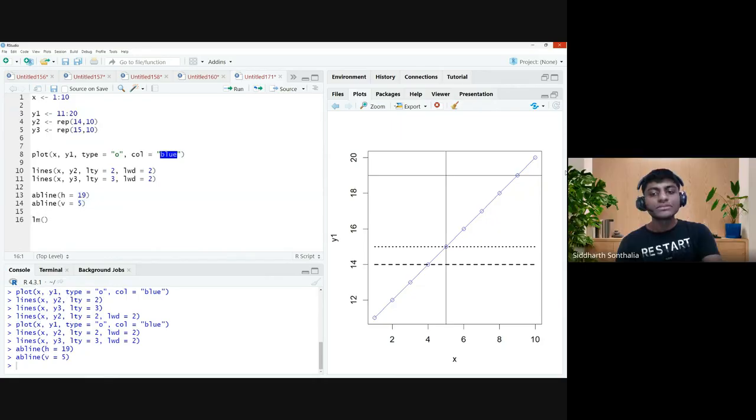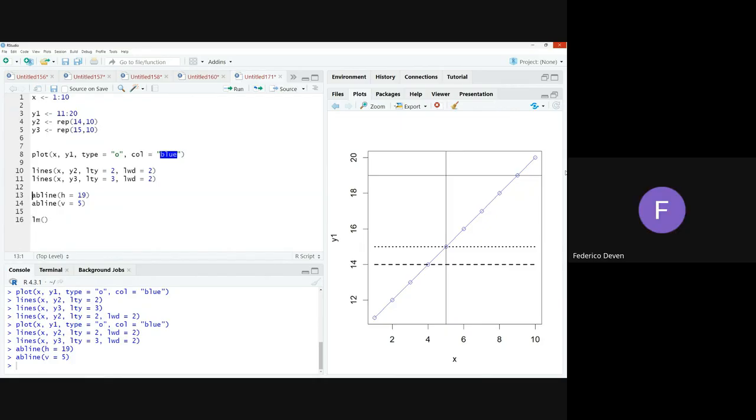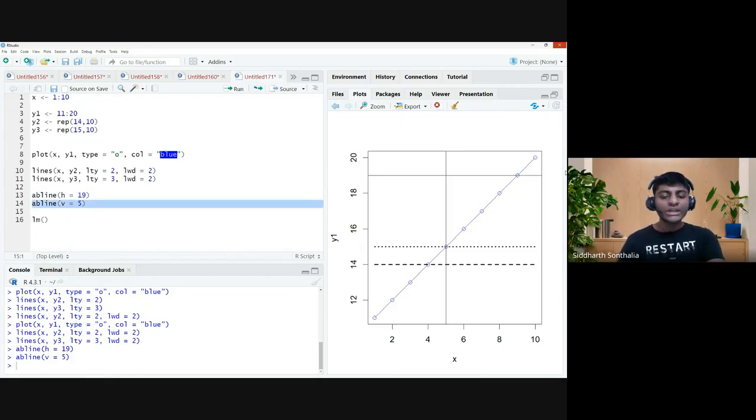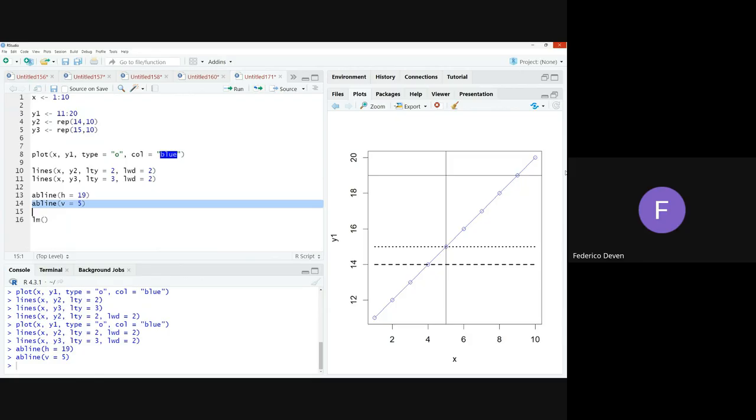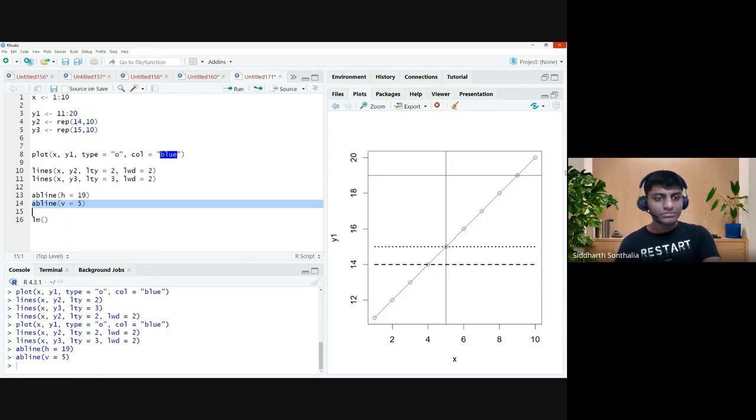H for horizontal lines, V for vertical lines. So it's always a straight line. These are the two uses of abline.